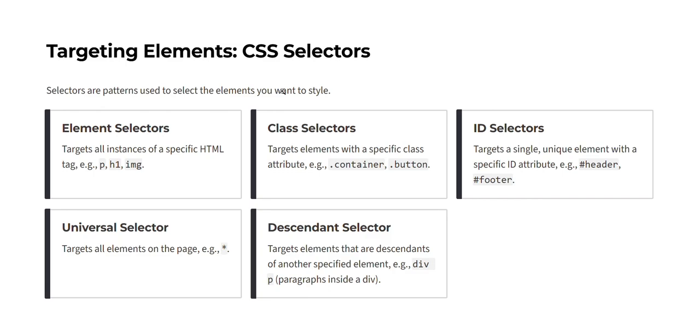uniquely. The universal selector applies a styling to all the elements on a page, and the descendant selectors apply styles only to elements inside another element. So the selectors allow developers to control styling with precision and structure.